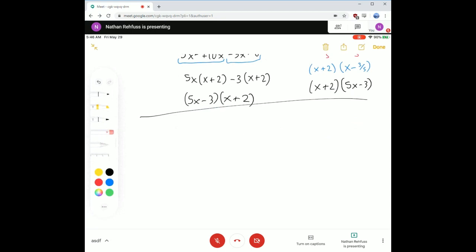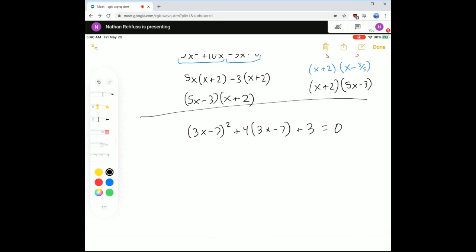Let's say I had 3x minus 7 squared plus 4 times 3x minus 7. How about plus 3 equals 0? Okay, this is a great first one. So this is a tough equation to solve. I'll show you a first method, and then we're going to abandon that approach and use something more practical.